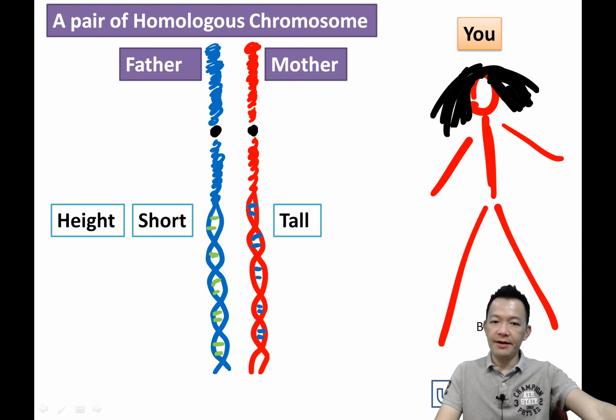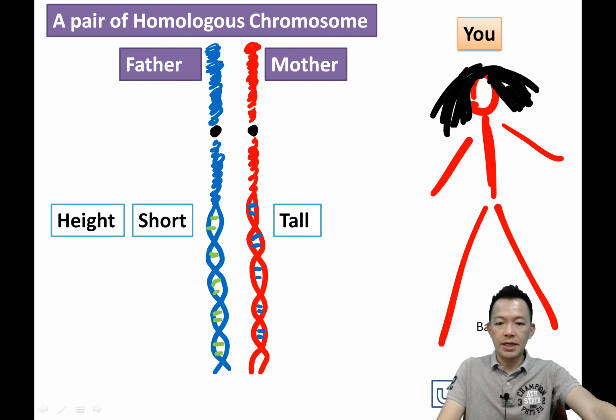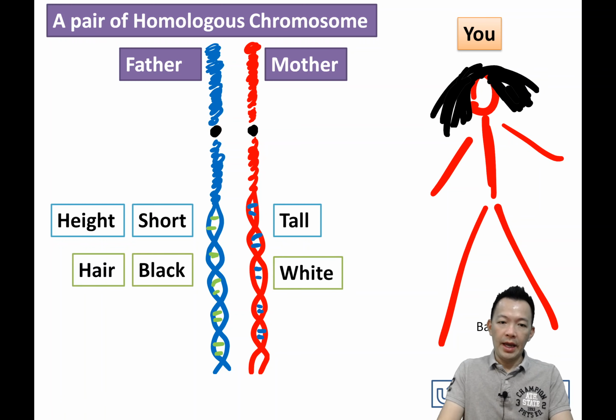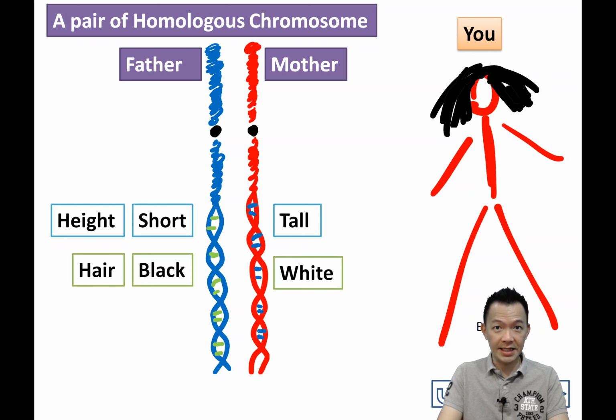For example, your father is short and your mother is tall. Finally you follow your mother because tall is more dominant, so you are tall. And when your father has black hair and your mother has white hair, finally black hair is more dominant, so you will have black hair, and this is you. Now we have two pairs of alleles: short and tall, black and white. The hair color, black and white, and your height, tall and short, are two pairs of alleles.